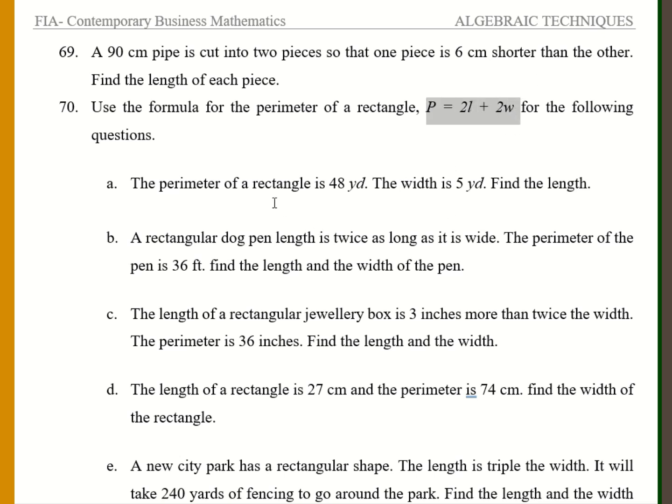The perimeter of a rectangle is 48 yards. So they're telling you P is equal to 48. That means here is 48. The width is 5 yards. So W is 5. So you just solve and find L for me. Okay, I'll just show you the working here. So 48 equal to 2L plus 2 times 5. Then you solve and find the L. That shouldn't be a problem.